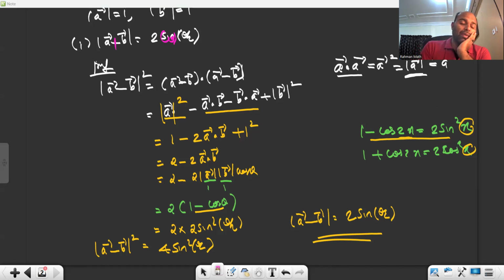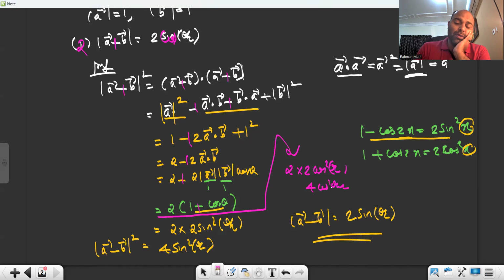In the second part, everywhere plus will come. Plus, plus, plus. And from here onwards, 2 into 2 cos square theta by 2 will come. That is 4 cos square theta by 2, magnitude of A plus B square. So therefore, magnitude of A plus B equals 2 cos theta by 2. Plus or minus normally will come, but in this case why is it not coming? Magnitude is a positive value, a distance, so it cannot be negative.